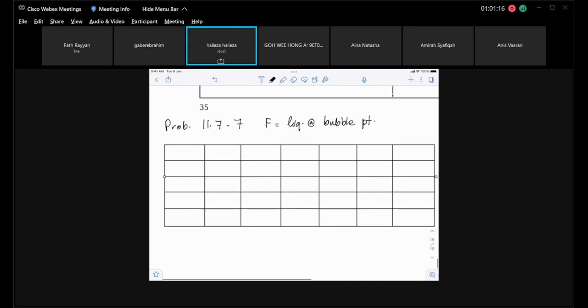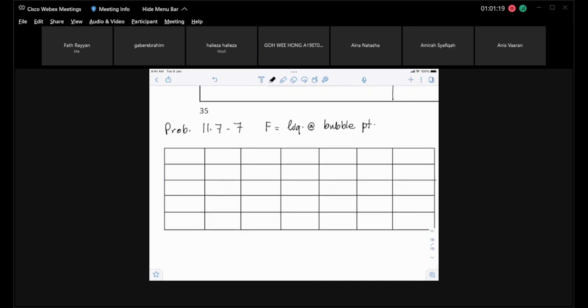Let's write this: component A, B, C, D. It's not mentioned what the components are, it's just A, B until D. And the composition of the feed for component A is 0.047 as XF. So for the XF, what is the amount of the flow rate? We don't know yet.